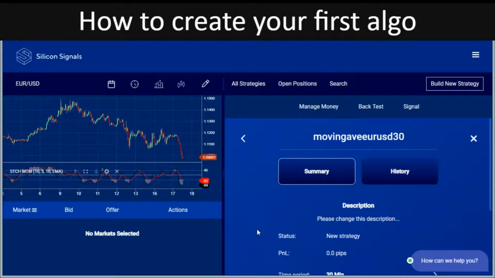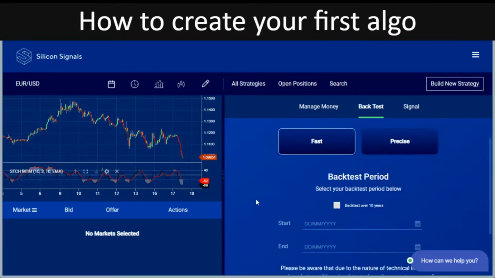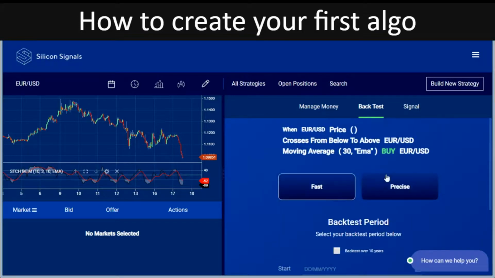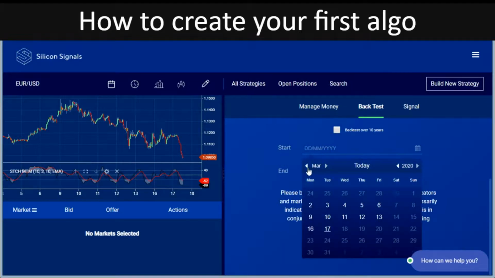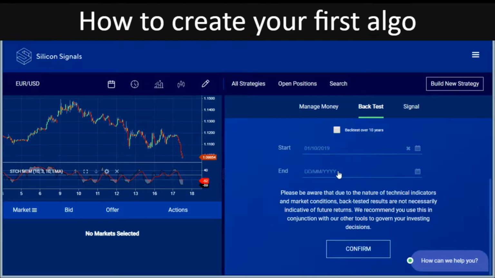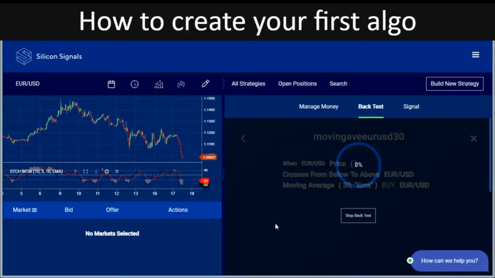We've developed our algorithm, so we can go and run a back test to see whether this works for a certain period of time. You've got a precise back test and a fast back test. For this test, let's choose the fast one. We can choose a starting date, so let's give it a few months. Let's go for October 2019 to present day, and once we click confirm, we can see whether this is a viable strategy or not.